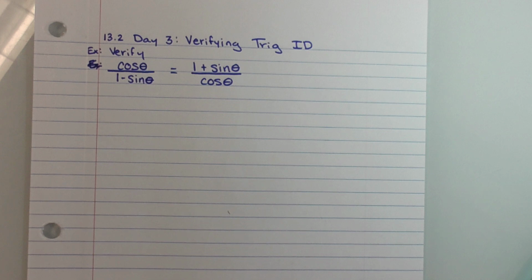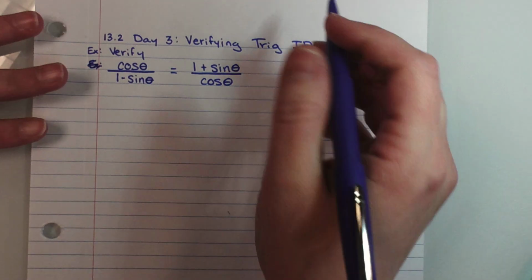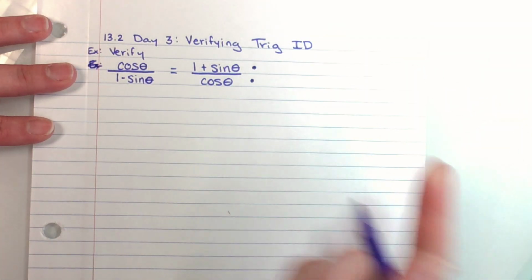If I look at this, one thing I notice is that the left side has a denominator of 1 minus sine, and the right side has a denominator of cosine. Can you make fractions have different denominators? Can you make fractions have common denominators? Yes. In a Verify problem, if it's going to be a fraction equal to a fraction, do you want them to have the common denominator? Yeah. So, brute force, essentially, make it look like the other side.